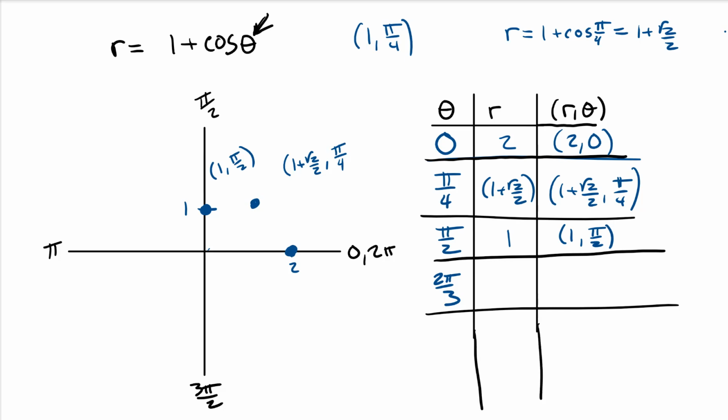So 2 pi over 3, well, we plug that in. 2 pi over 3, let's pop it up over on the side. But cosine of 2 pi over 3, we're in the second quadrant where x's are negative, so it's 1 minus a half, which is equal to a half. So we have a point at 1/2, comma 2 pi over 3.